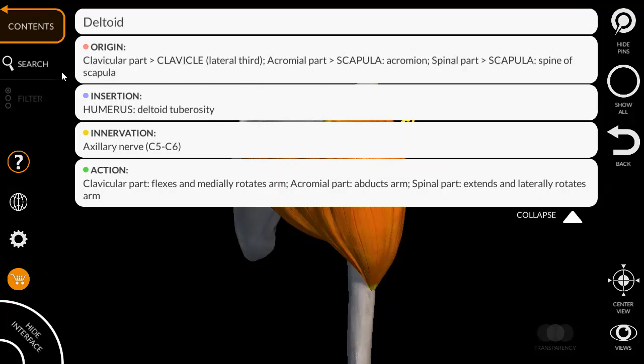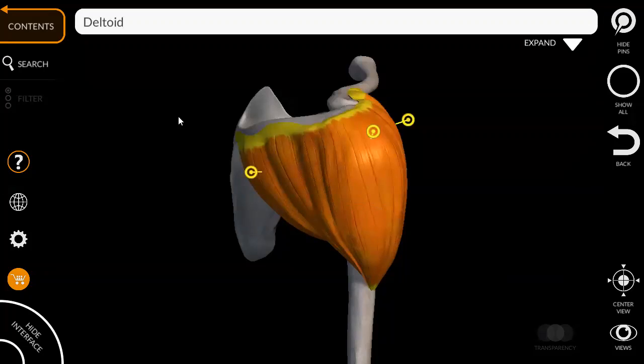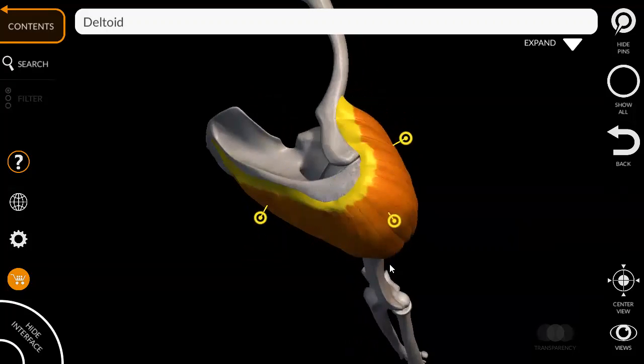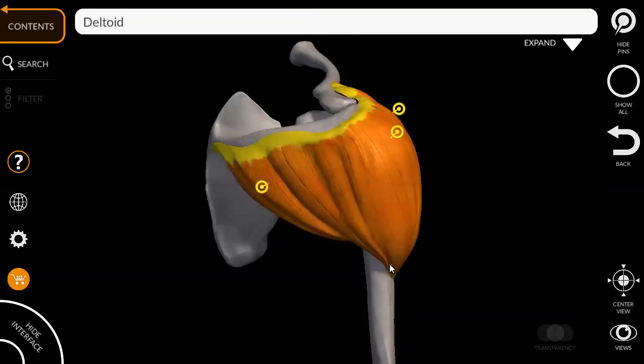The clavicular part, acromion part, spinal part, it originates from many other parts. So it connects these three bones all together. It's a very important muscle, and it's huge.